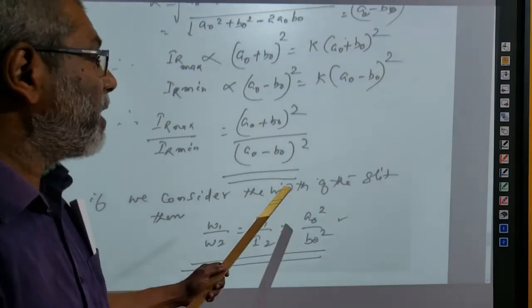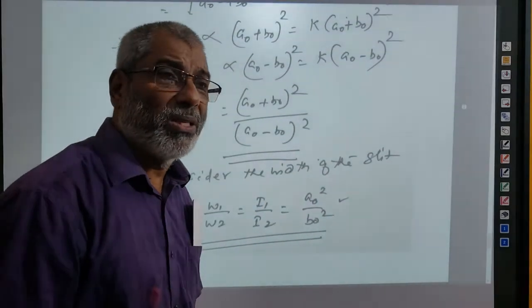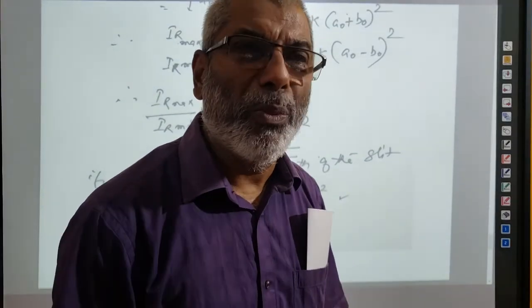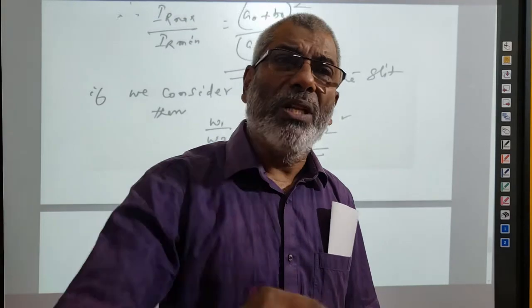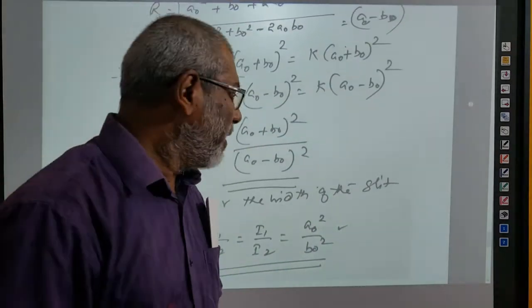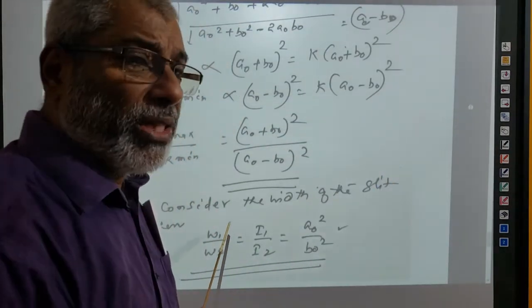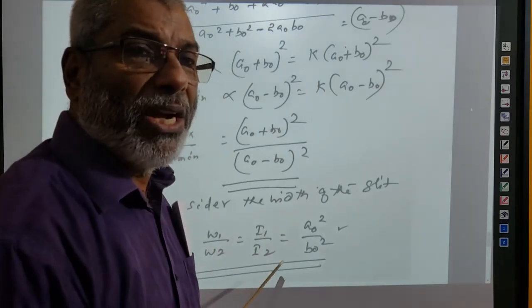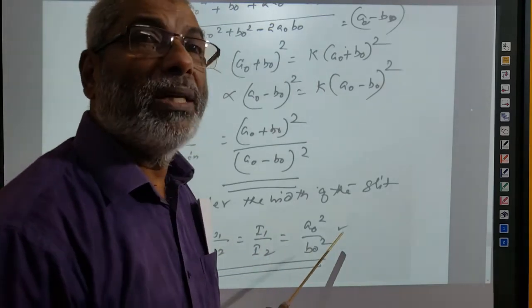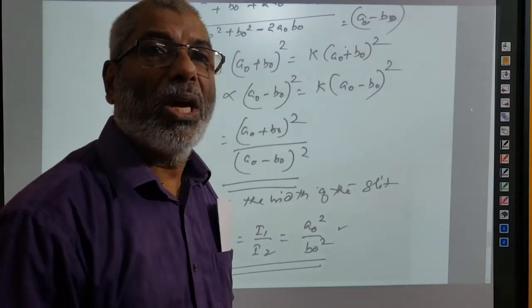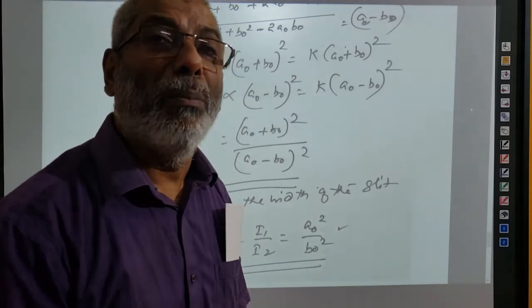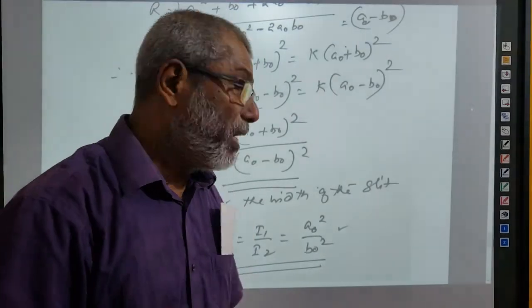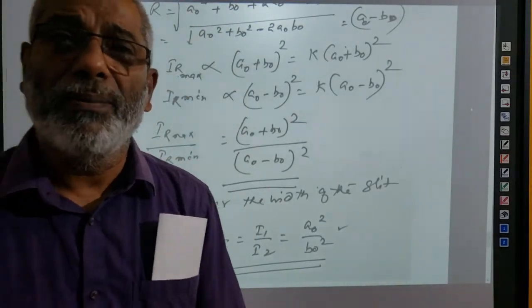So if we consider the width of the slit also, there are two slits there. That is why it is called the double slit experiment. If we consider the width of the slit also, then there is a very famous relation: width of slit 1 by 2 is equal to I1 by I2, that is equal to E0 square by B0 square. When the two waves have different amplitudes and different slit widths, the intensities also will be different. Then this is the final expression for this.